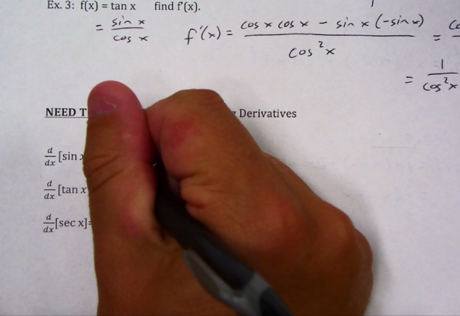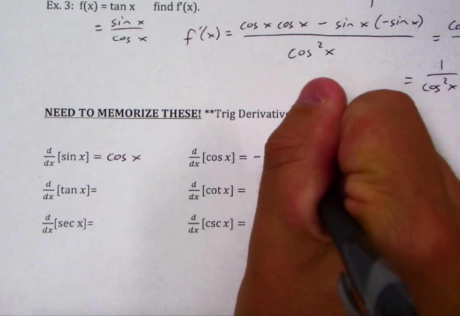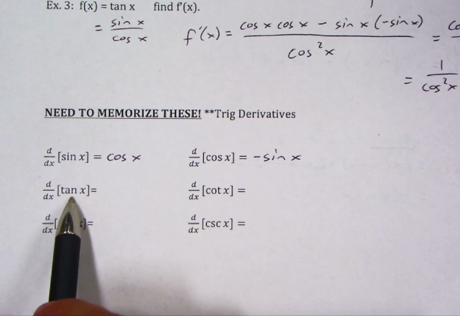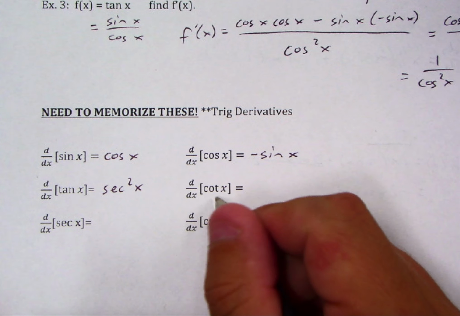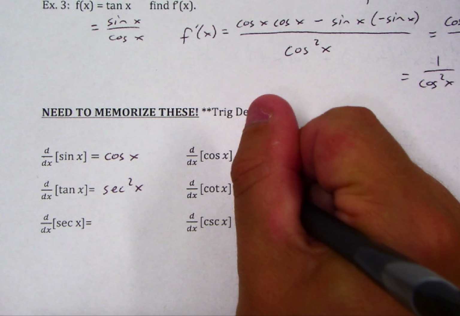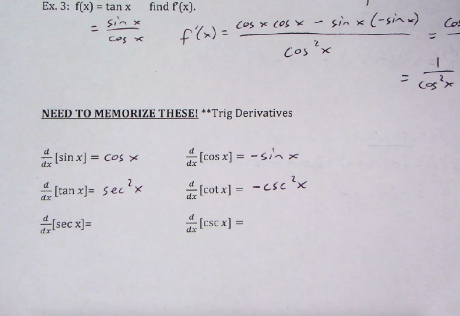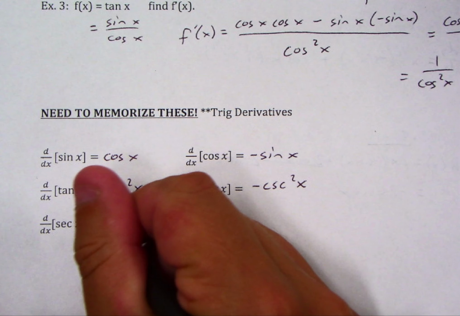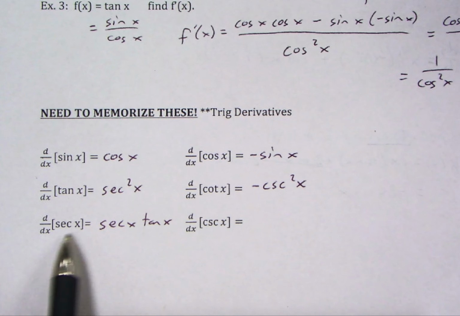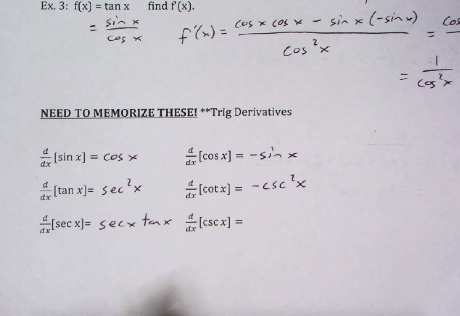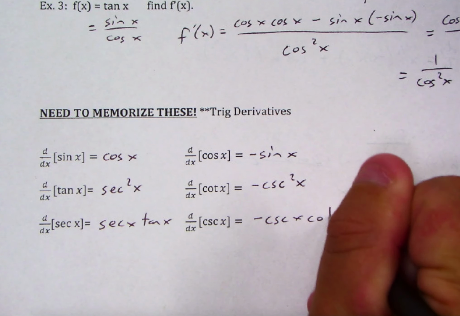So the derivative of sine is cosine. The derivative of cosine is negative sine. The derivative of tangent, as we just found out, is secant squared. The derivative of cotangent is negative cosecant squared. The derivative of secant is secant tangent. And the derivative of cosecant is negative cosecant cotangent.